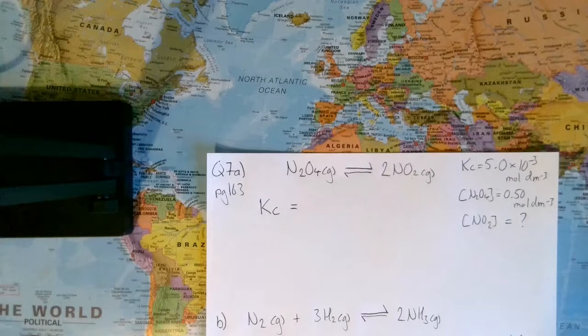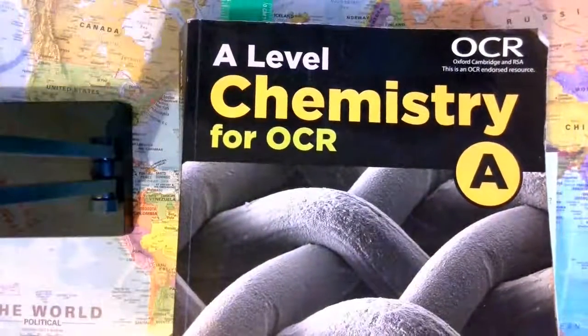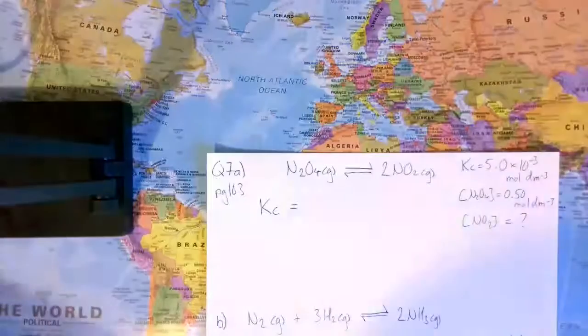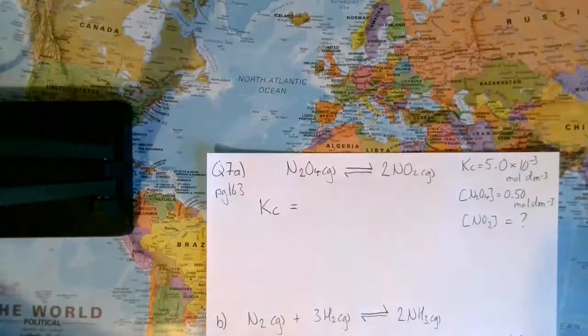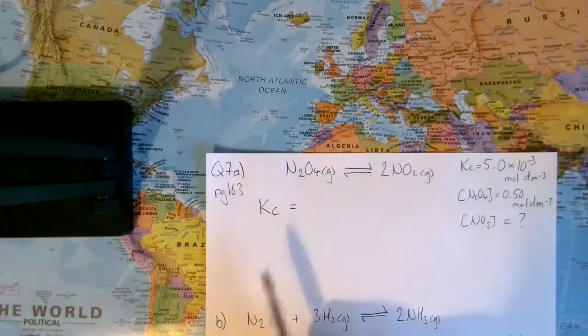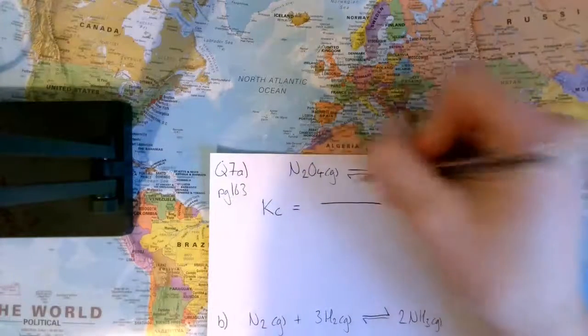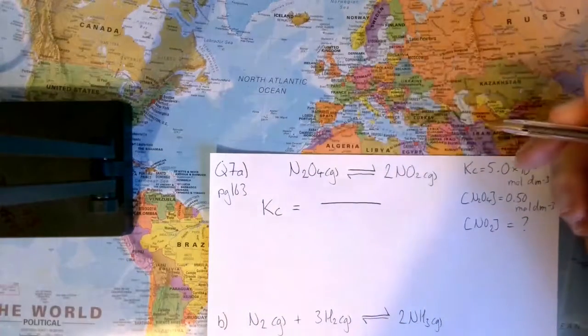Okay, this is question 7 on page 163 of the A-Level Chemistry for OCR textbook, and this is on the topic of equilibrium. So for question 7a, you're given an equilibrium equation where you've got N2O4 splitting into two NO2s. First thing it wants you to do is give the equation for Kc, the equilibrium constant, and so it's always the concentration of the products divided by the concentration of the reactants.